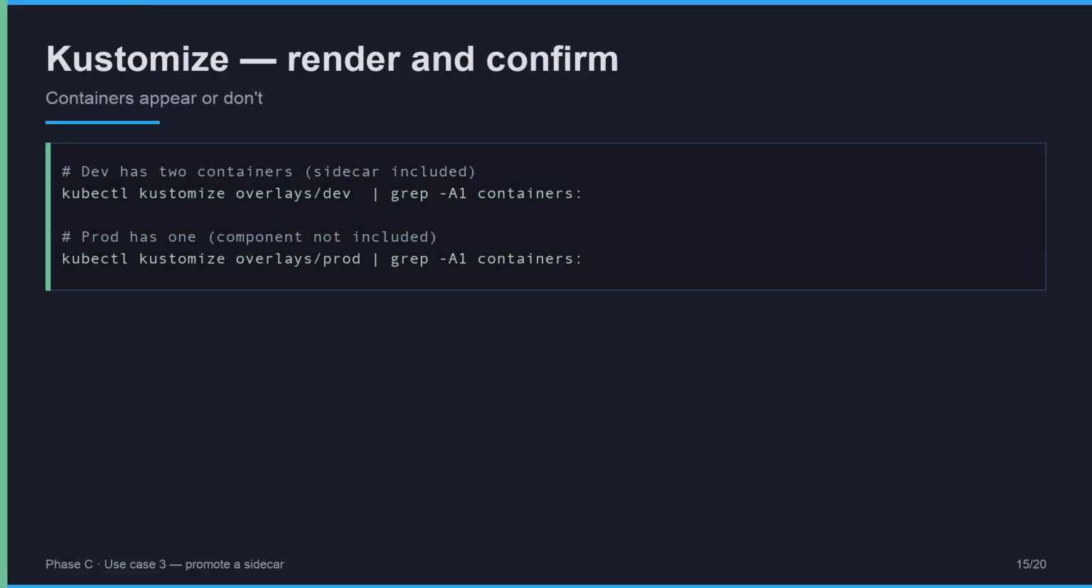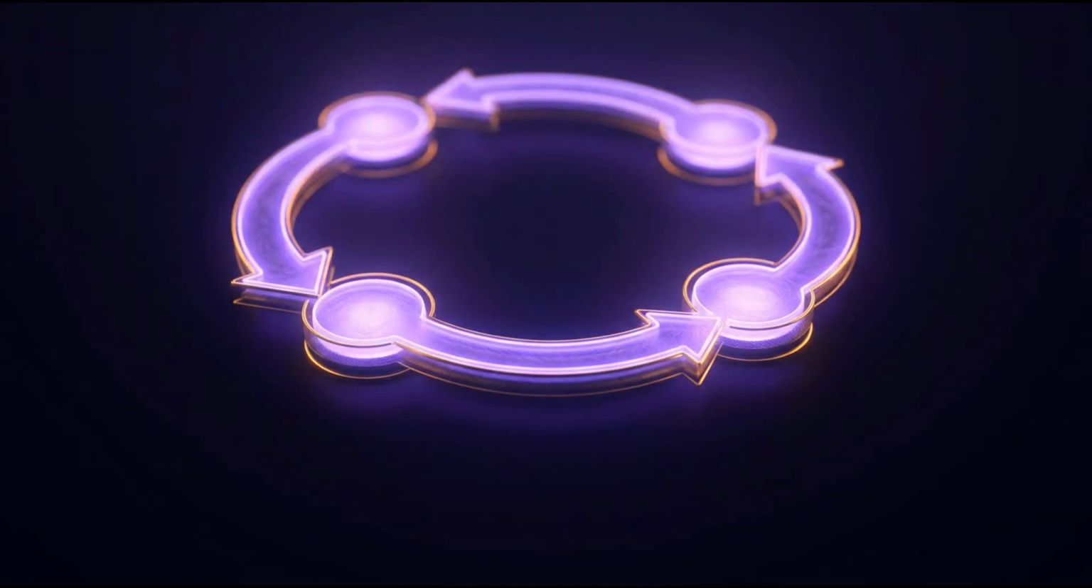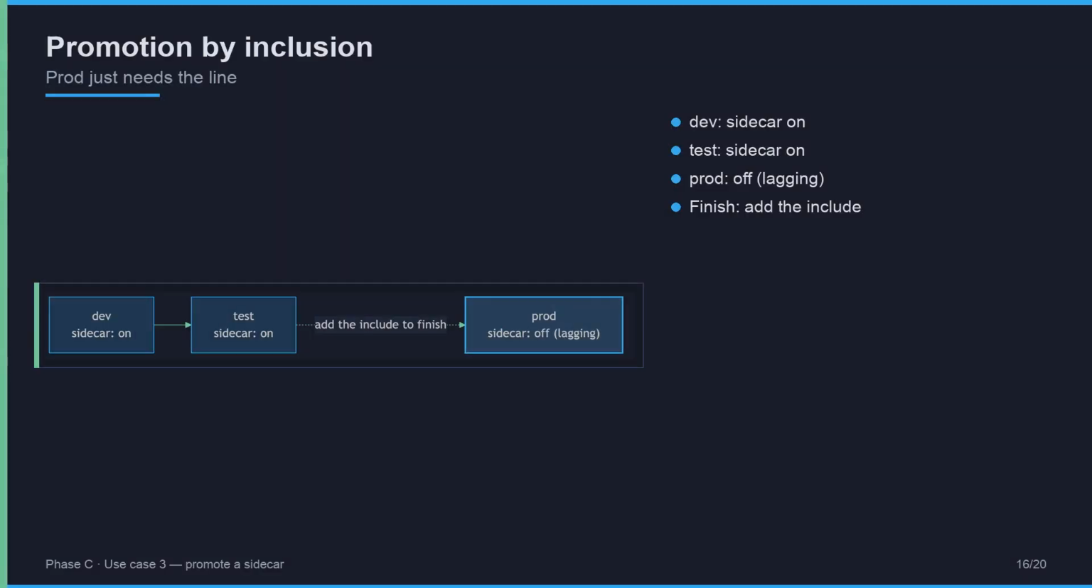Confirm it. Render dev with kubectl customize, and you see 2 containers, the sidecar is there because the component is included. Render prod, and you see one, the component is absent. The diff between the two is precisely that extra container, a component per capability. Include it to promote, see the rollout state.